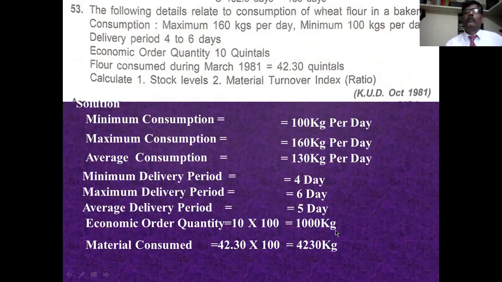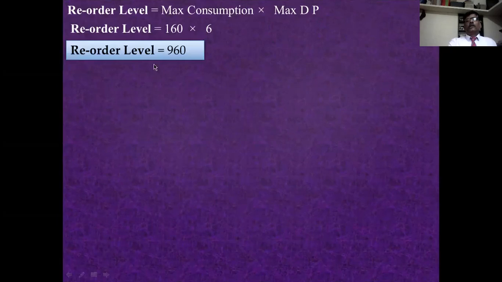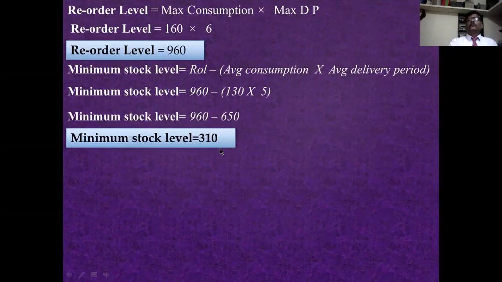This problem I have taken only for the purpose of converting the last two items. Otherwise, it is a simple problem. It is possible for you people to solve it. This is the given information. I'll write the equation and solve the problem. Reorder level is equal to maximum consumption into maximum delivery period. Put the values and ascertain the answer. This is the answer. Then second, minimum stock level is equal to, write the equation, fill the values. This is the answer.